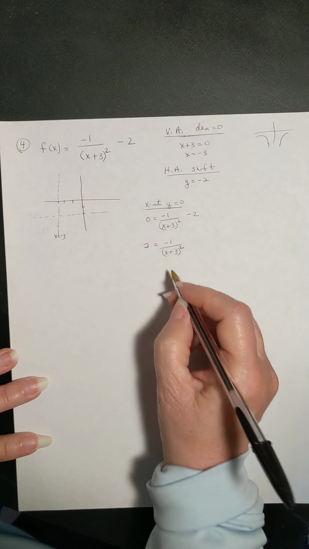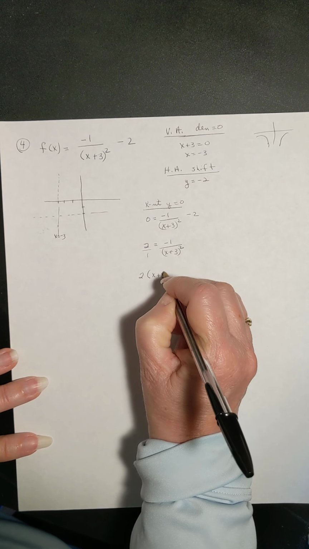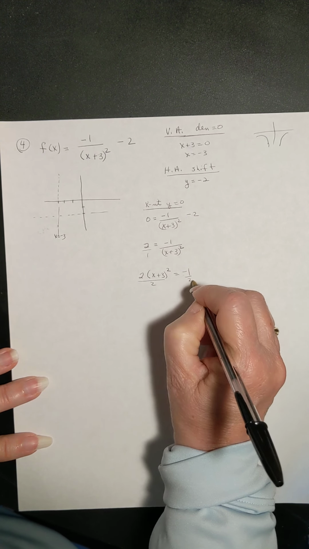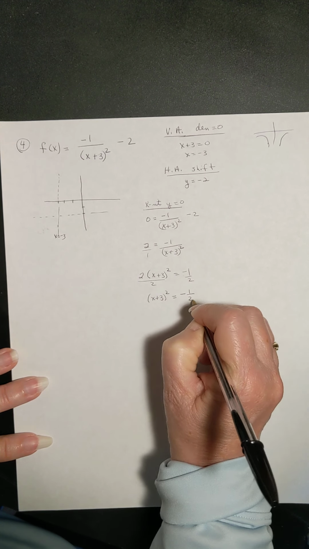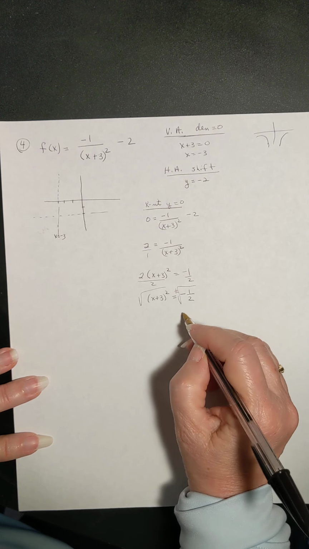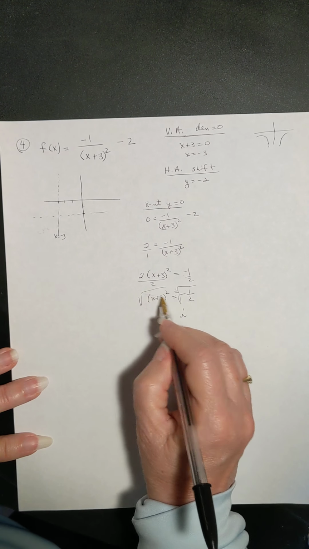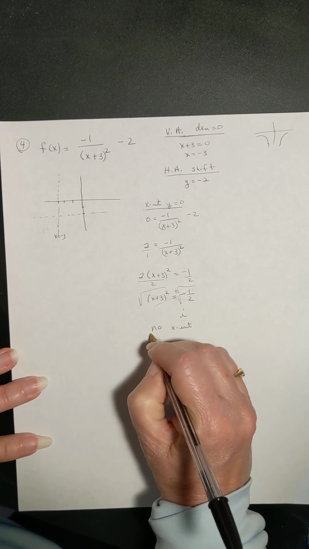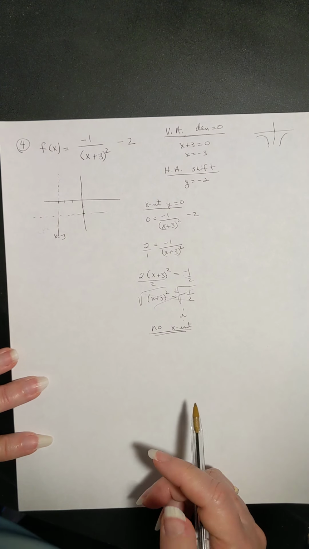All right, and then I cross multiply. So I get 2 times (x plus 3) squared equals negative 1. And then again divide by 2, and I get (x plus 3) squared equals negative 1/2. Now if I take the square root of both sides, this is going to give me imaginary numbers. So that tells you there are no x-intercepts. But again, I could have told that just by looking at it. I didn't have to go through all of this.